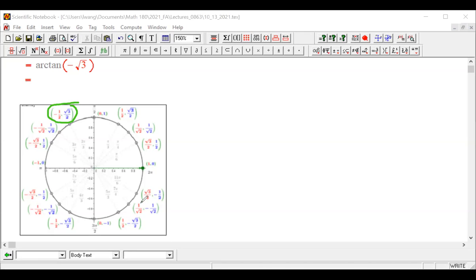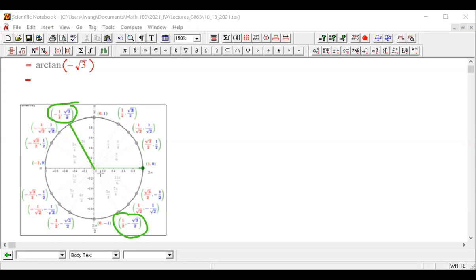Where else do you see that ratio? Root 3 over 2 divided by negative half equals negative root 3. This piece also gives you that ratio, right? Yes? Which angle should be the answer? This gives negative pi over 3. That's right.